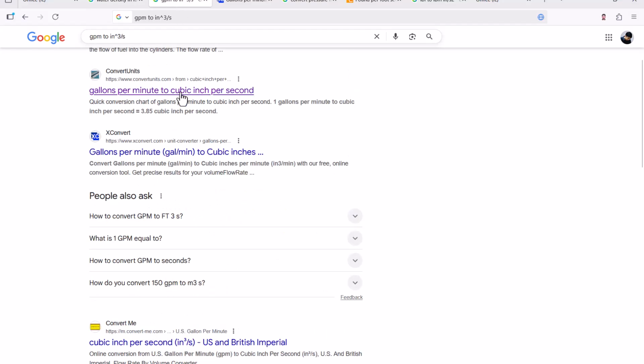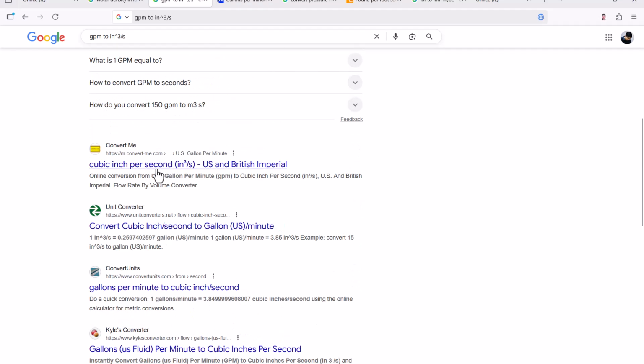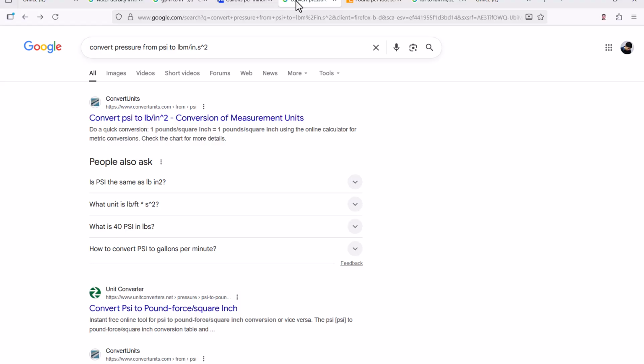The second one was, what is the conversion rate to convert GPM into cubic inches per second? And there are lots of links, and if you open any of them, it says 1 GPM is equal to 3.85 cubic inches per second. And the third one is a little more difficult to answer since it asks for an unusual pressure unit. But I asked Google to convert pressure from PSI to pound mass per inches times squared second.